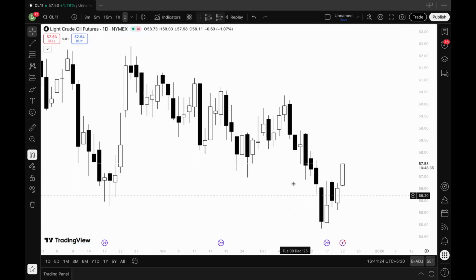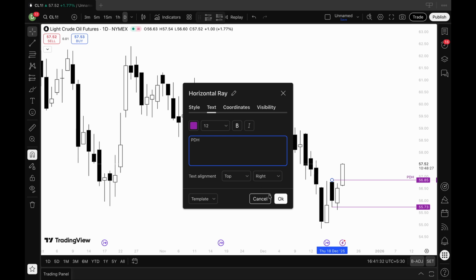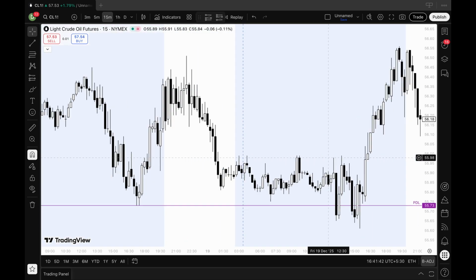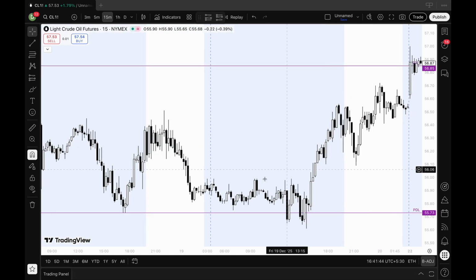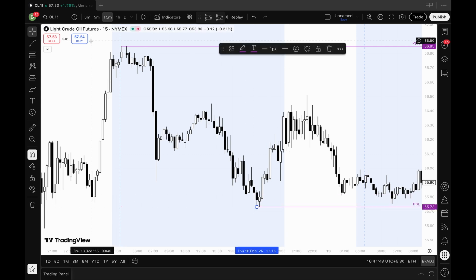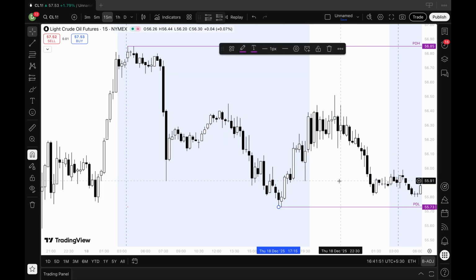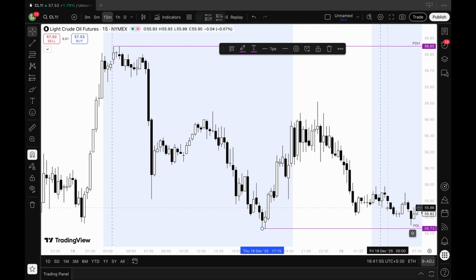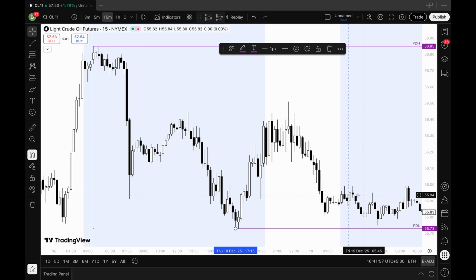Now let's look at a different type of example. This is the previous day high, this is the previous day low. Now let's jump on to the 15-minute and see what's happening. When this day opened, this is the previous day low, this is the previous day high. So we open around here, consolidate. This is the best case scenario.